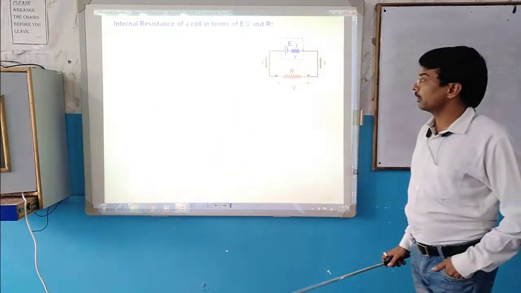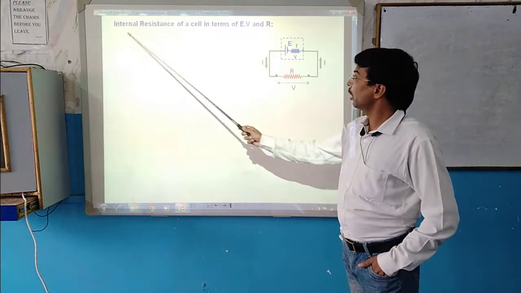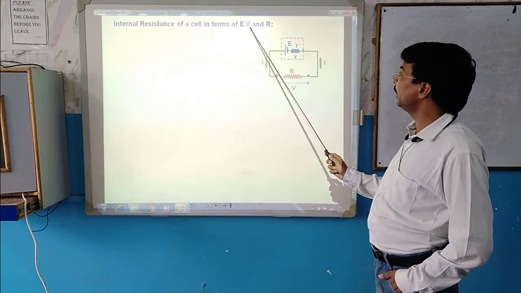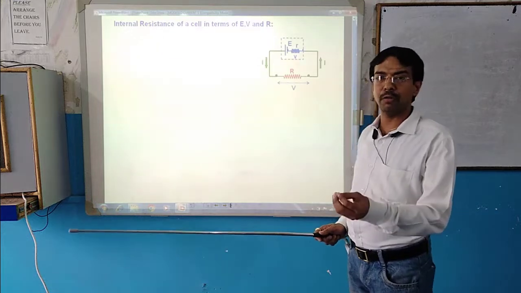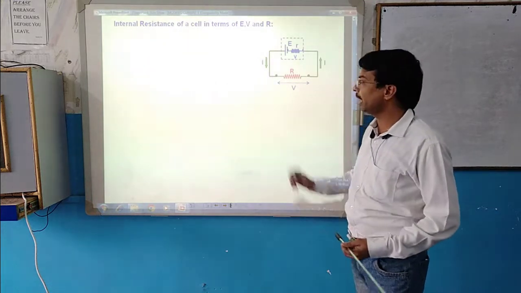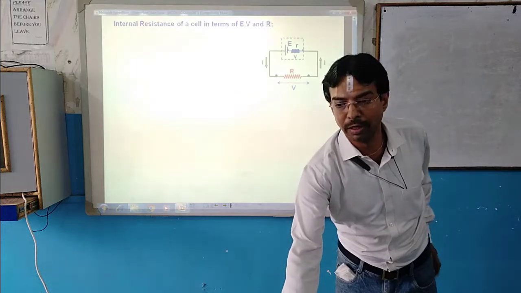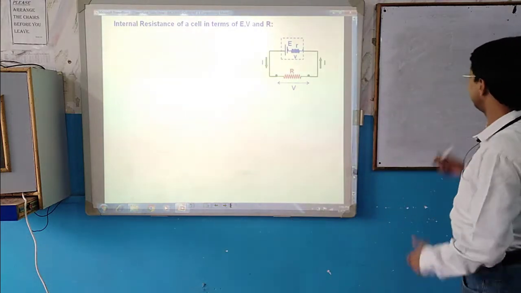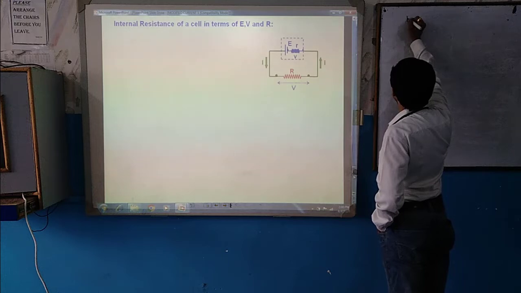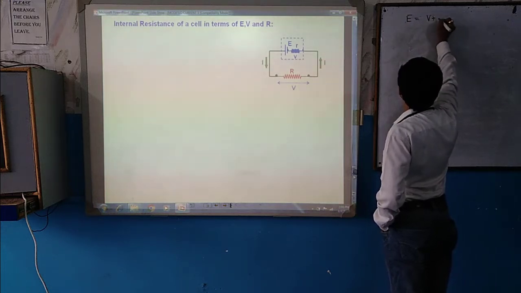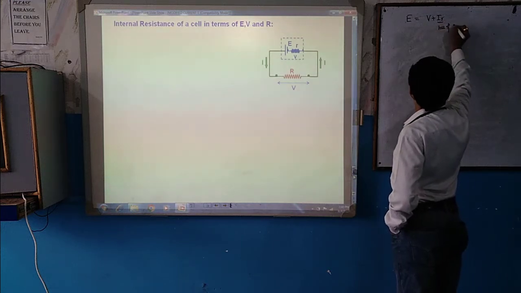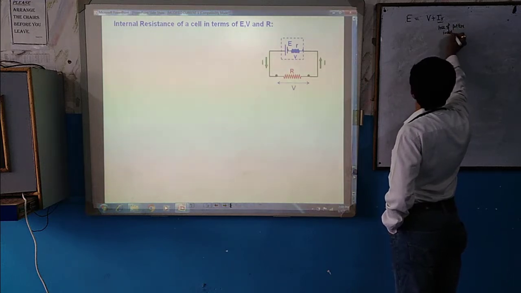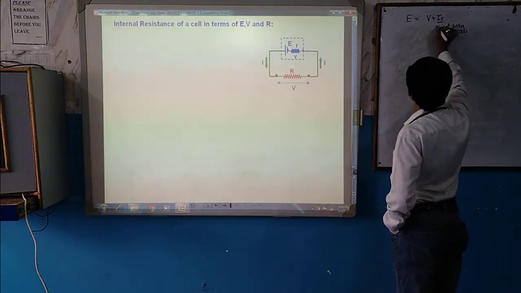After discussing that condition, I want to discuss the internal resistance of the cell in terms of E, V and R. It is a simple mathematical calculation of that formula, and in my language I want to discuss with you for 2 minutes how we can write the formula. You know very well, E equals V plus I into small r. What is it? It is the loss of potential energy inside the cell. You know what it is.